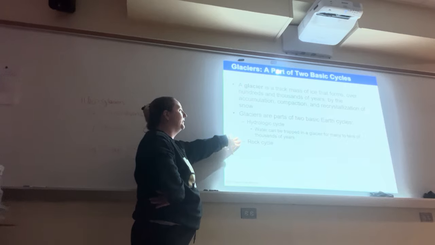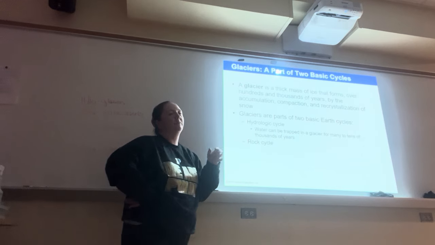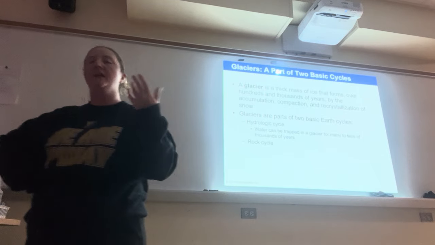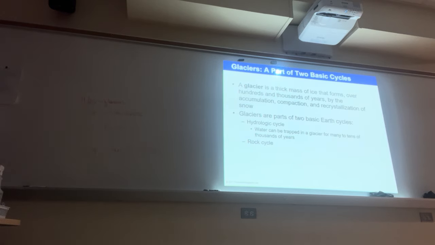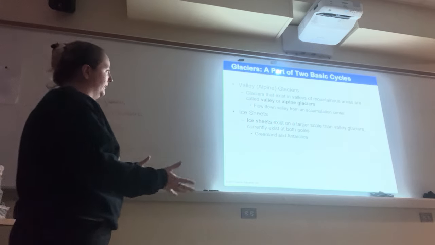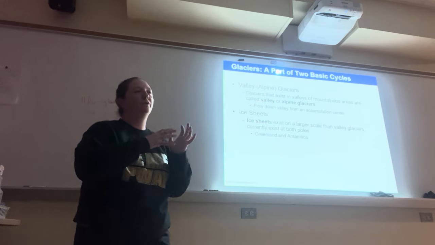The other Earth cycle we see glaciers prevalent in is the rock cycle, because, like we said, they're really effective at moving rock material, creating sediment, and transporting it through erosion, which we know is part of the formation of sedimentary rock. Now, there are two main types of glaciers. The first are valley or alpine glaciers. These exist in valleys, and they flow down valley from an accumulation center. So these are like the giant rivers of ice that flow down a mountain.